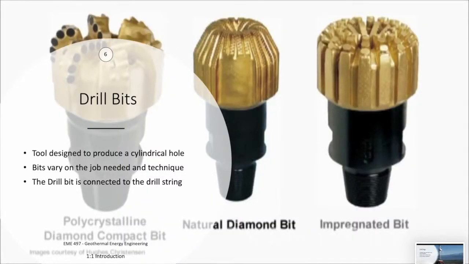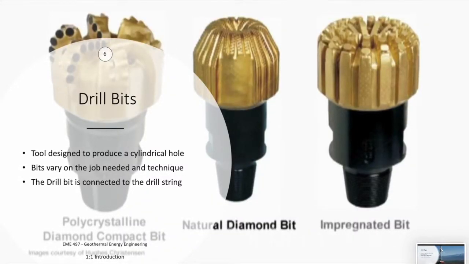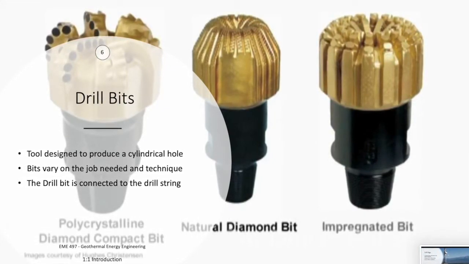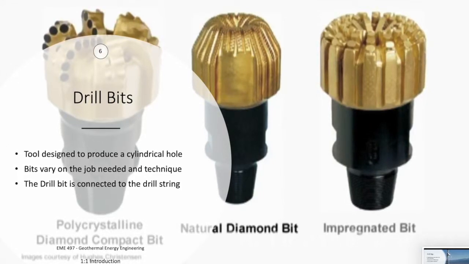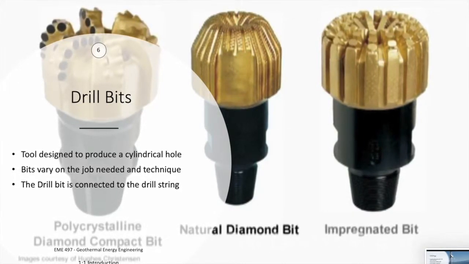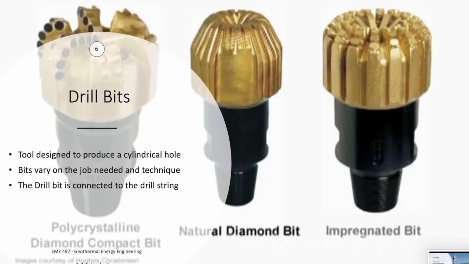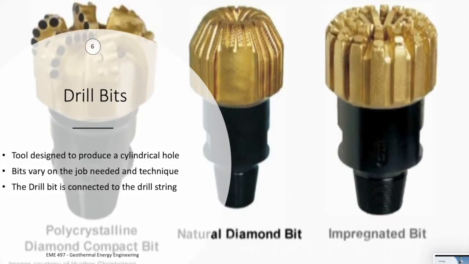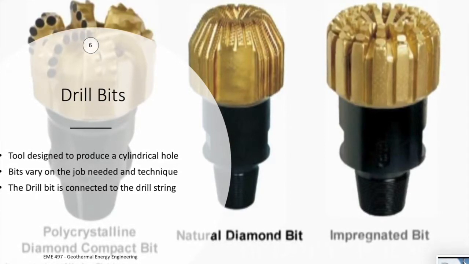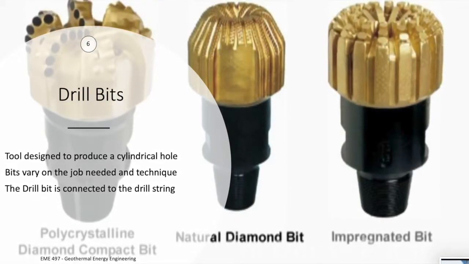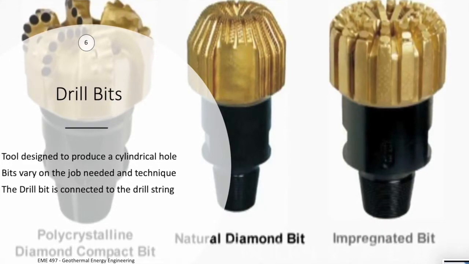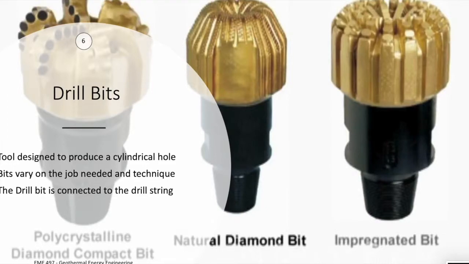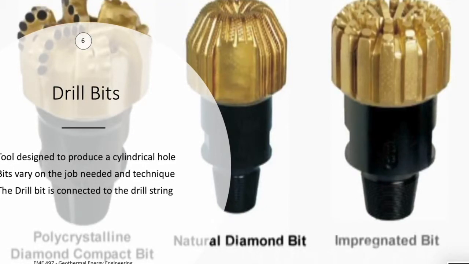The next crucial part of equipment to discuss is the drill bit. The drill bit is the tool that creates the cylindrical hole. For different jobs, there are different drill bits that are needed. This picture shows 3 different drill bits: a polycrystalline diamond compact bit, a natural diamond bit, and an impregnated bit. Depending on the subsurface, different bits will be needed, and depending on the scale of the job, different bits will be needed. The drill bit is connected to the drill string, and that is what controls the drilling.